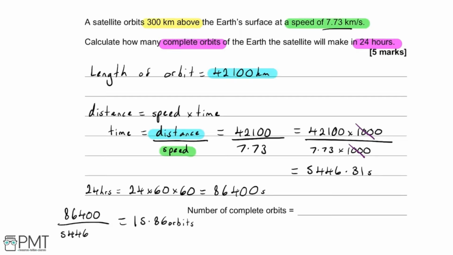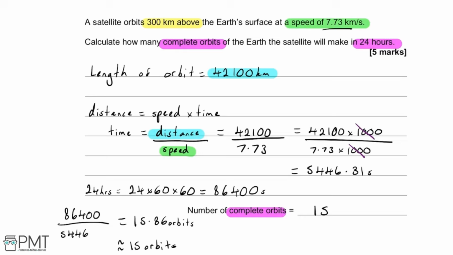However, we're looking for the number of complete orbits. So even though it's 15.86, with an 8, you would usually round up to the next number. But we want the number of complete orbits, and that orbit is not complete. They've done a fraction of an orbit. And so we're rounding down to 15 orbits, because that's the number that we've completed. They haven't completed the 0.86 of the orbit, so they haven't quite completed their 16th orbit. And therefore, the answer is 15.